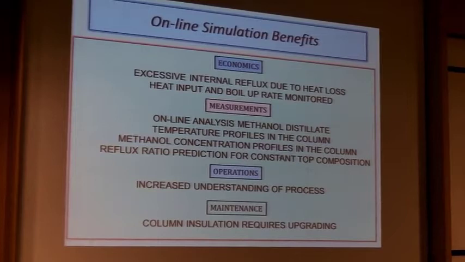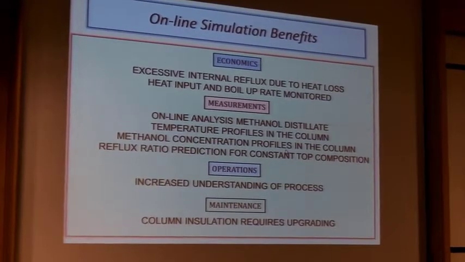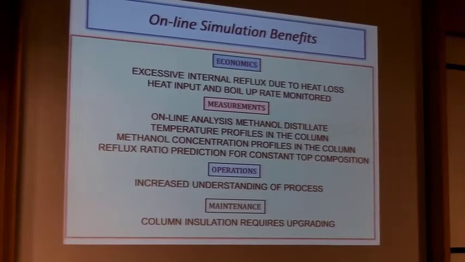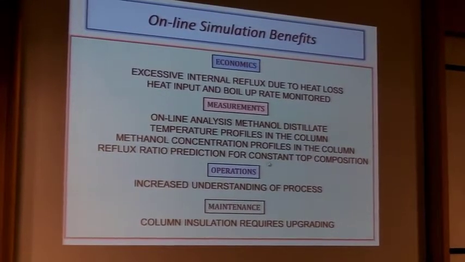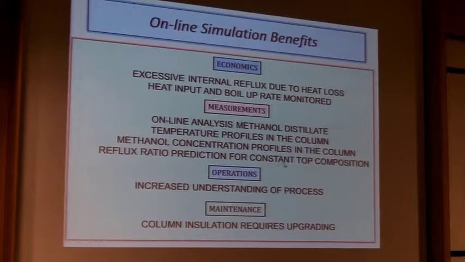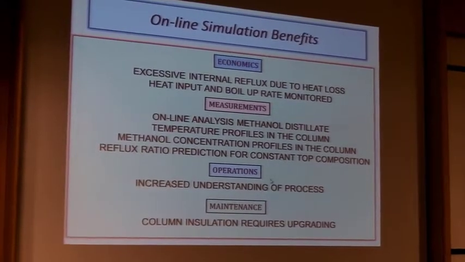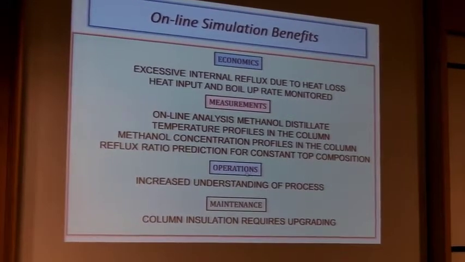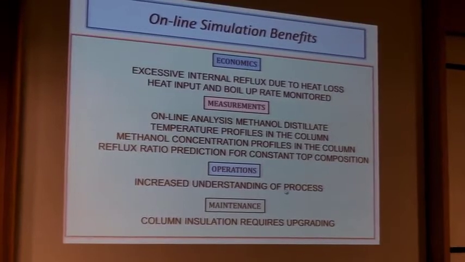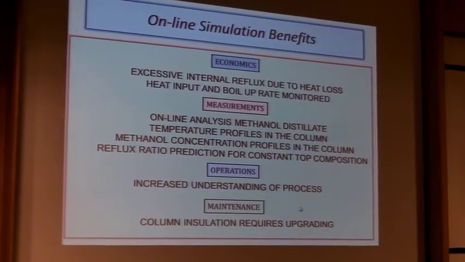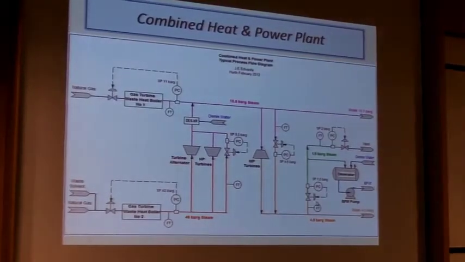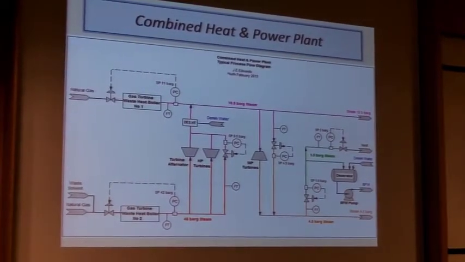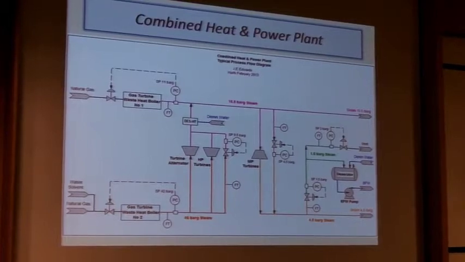Got temperature profiles from the prediction. We only measured temperature at about 3 points in the column, but we got a profile throughout the whole column. We could predict reflux ratios for top compositions. Benefits: increased understanding of the process, and we came up with the answer about upgrading. We did a combined heat and power facility for someone.